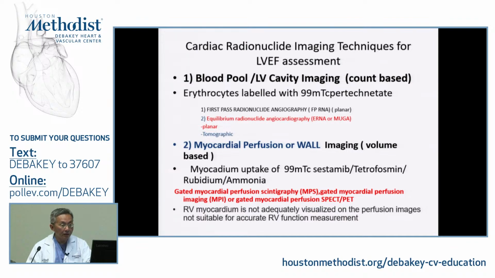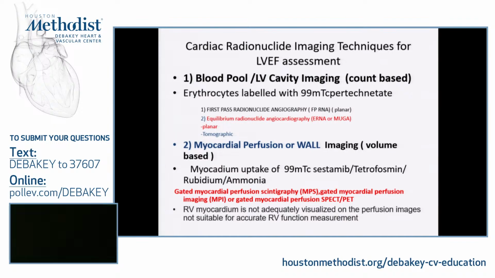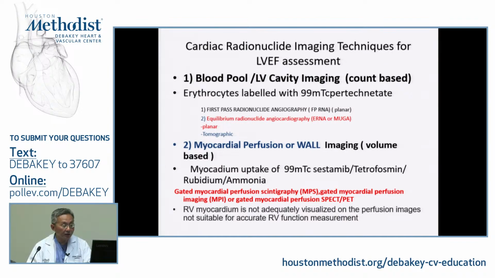For volume based, like any other technique, there's a geometric assumption. It is important because it's part of the free information you get when you do a perfusion study. For the first technique, you can assess RV function, but with myocardial wall imaging, the RV wall is thin unless you have very good image quality. Sometimes PET, but even PET for RV function assessment, correct me if I'm wrong, Mahmoud, I don't think it's done routinely.